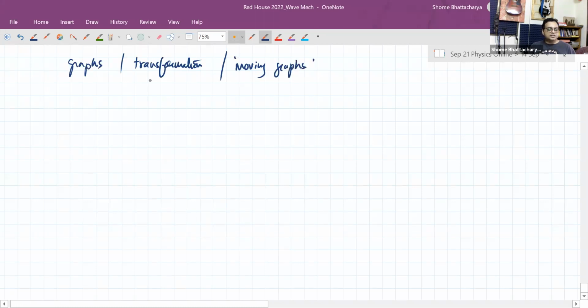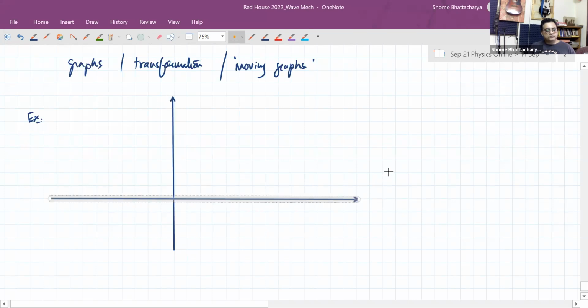Let me just explain this with an example. If I have drawn a coordinate frame like this, and in this I first plot the function y is equal to x square. Suppose, just as an example, no particular reason why I picked this particular graph. So this looks like this.